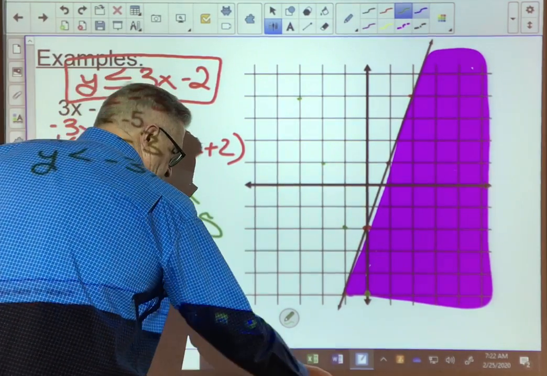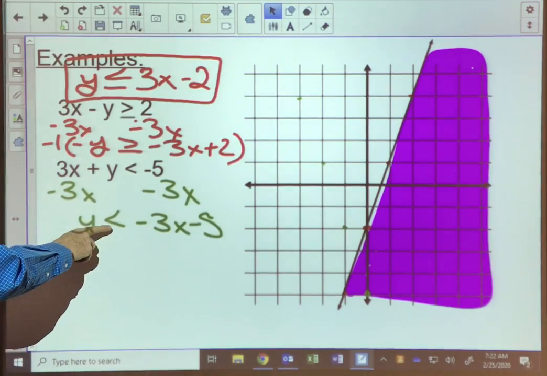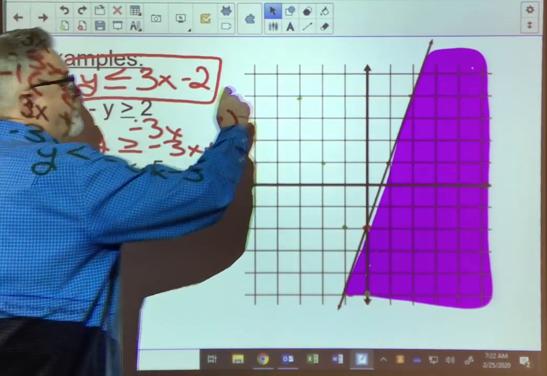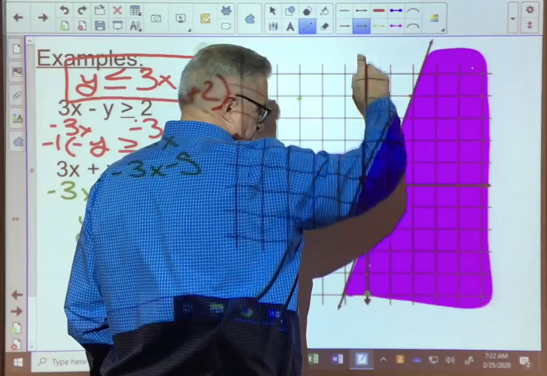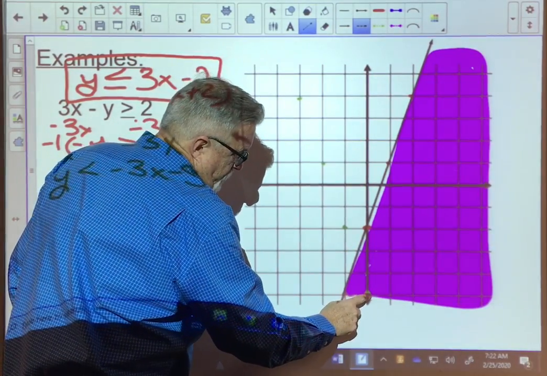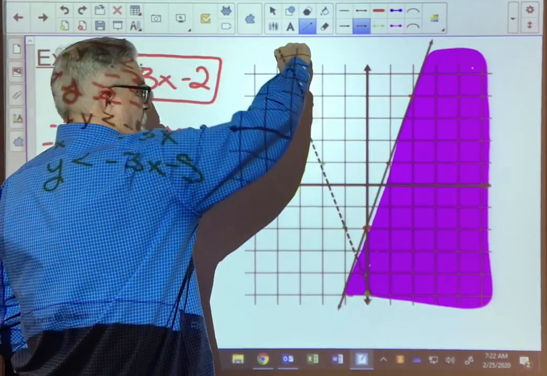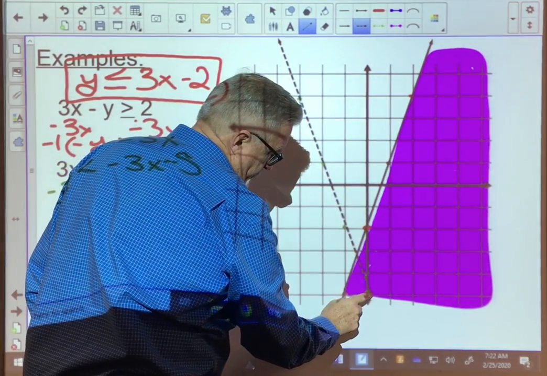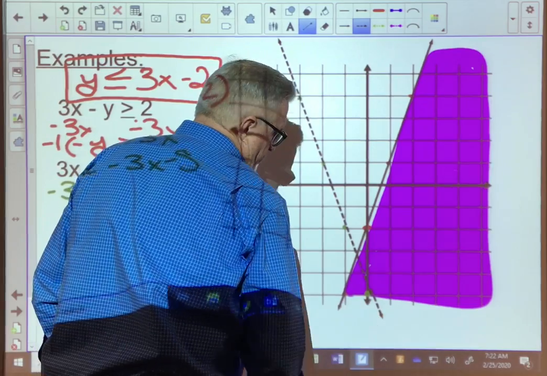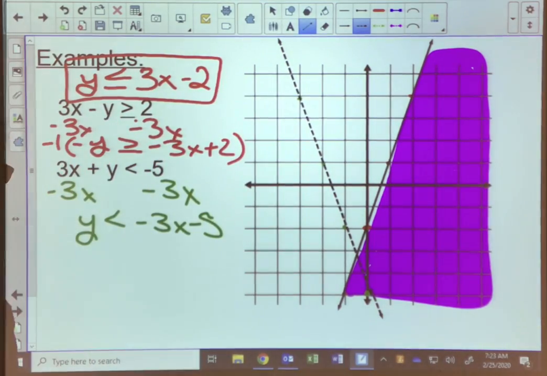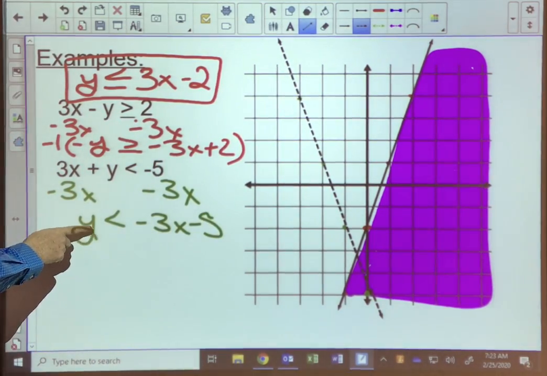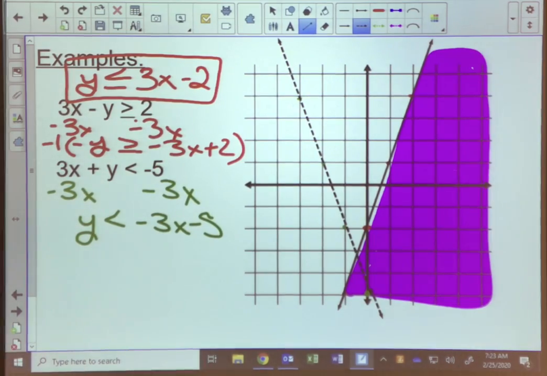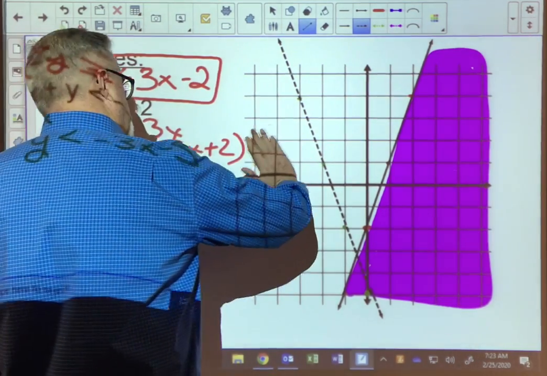So on this one, it does not have the or equal to part, which means we need to use a dotted boundary. And so we start here and we go ahead and we draw our line. So we've got our boundary here and our boundary here. On this one, it says y is less than that, okay? Less than on this one happens to be on this side.